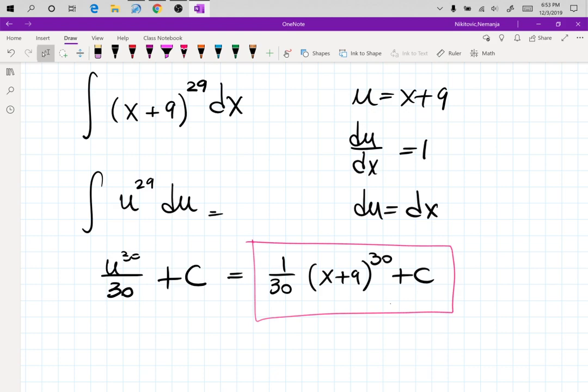Where does that 1 over 30 come from? That's u over 30, I just kicked it out, right in front. I split the fraction. 3/2 is equal to 3 times 1/2. That's exactly what I did, except now I have functions.